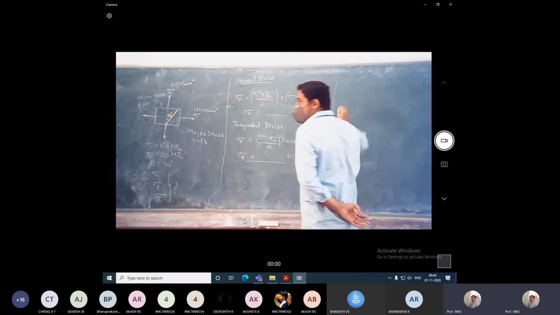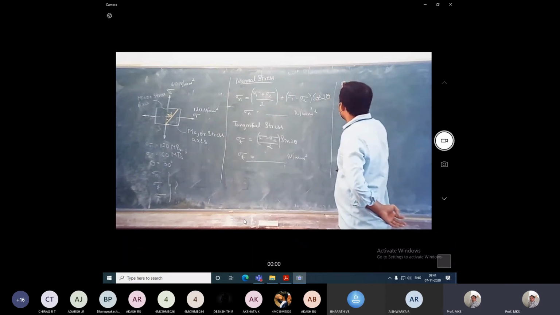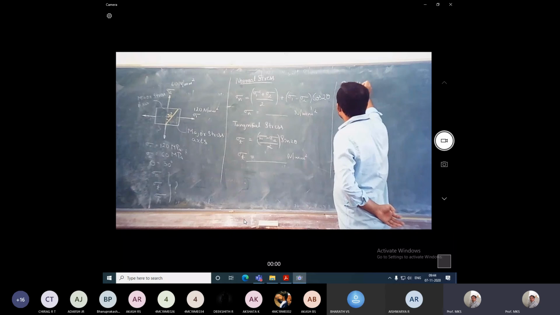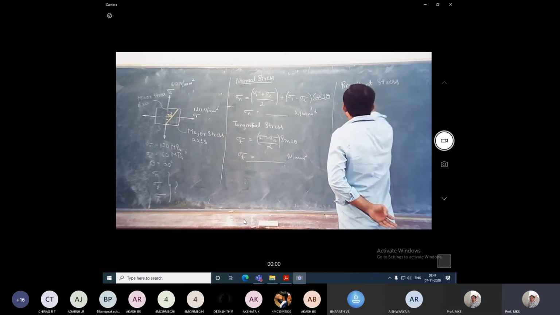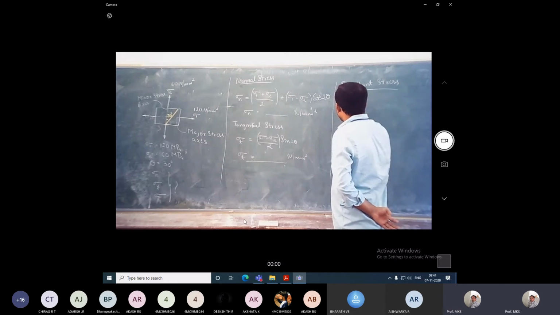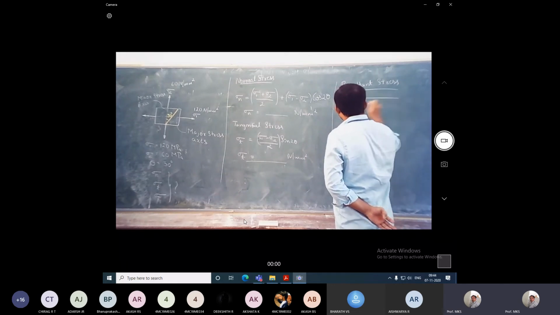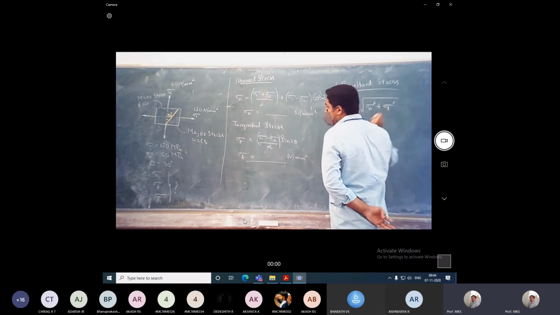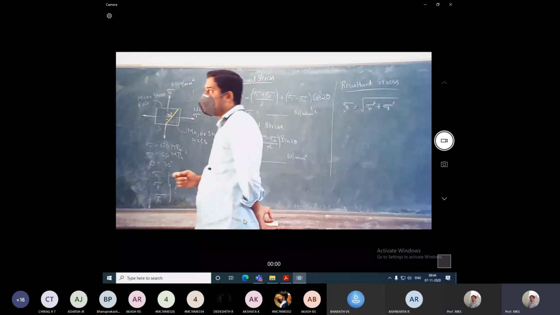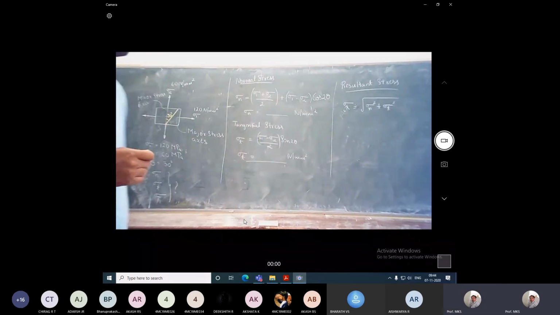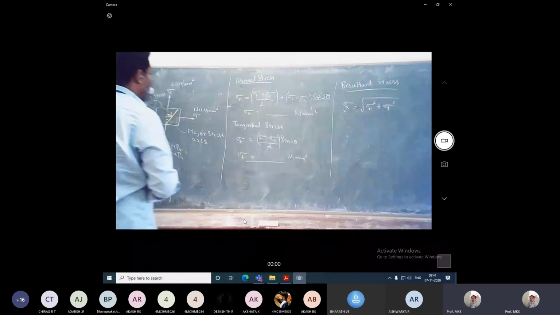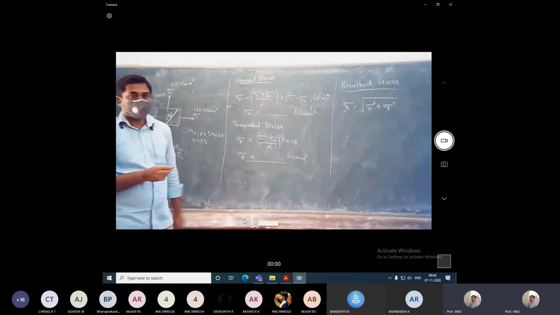So the last one, resultant stress. Resultant stress is given by sigma r. Sigma r is equal to root of sigma l square plus sigma t square. So you should remember the resultant stress equation. It is nothing but the root of the normal stress square plus tangential stress square.